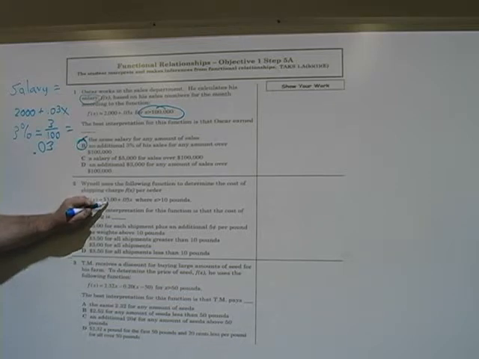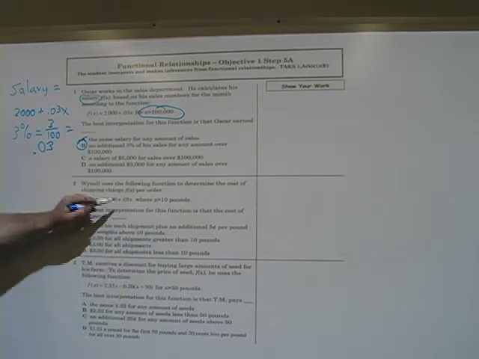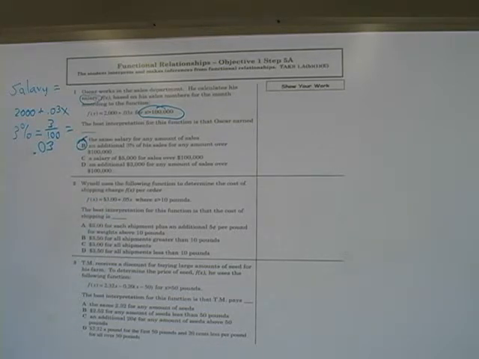Okay, that's where that comes in. Plus an additional 5 cents for weights above 10 pounds. Additional 5 cents per pound for weights above 10 pounds. Good. Same thing here.